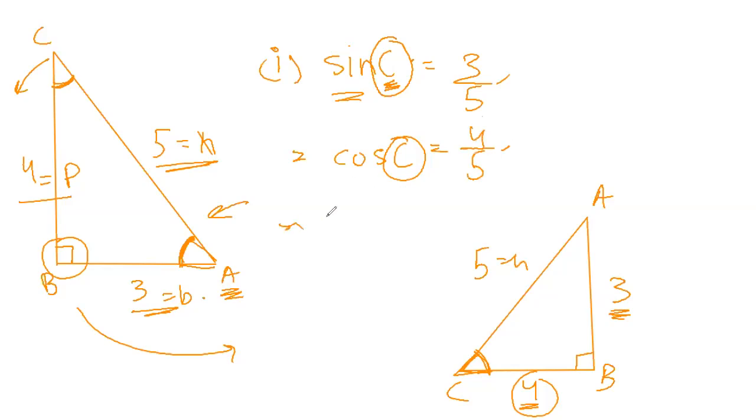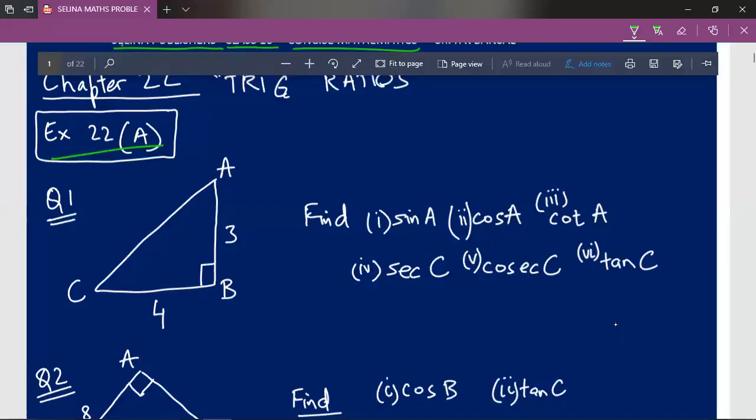Okay. And now tan C. With respect to angle C, tell me tan C. Tan C basically means perpendicular upon base. So 4 upon 3 will be the final answer. So without further delay, I hope you have understood this. Let's move on to our first question. So our first question is find sine A. Now, whenever, say for example, in this question, it says secant C.